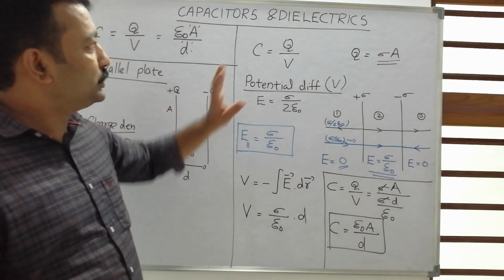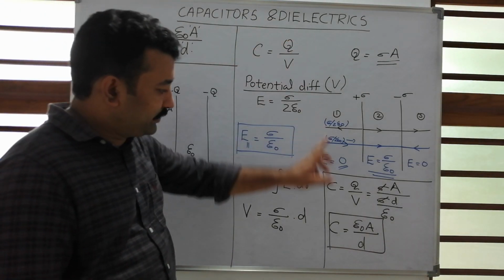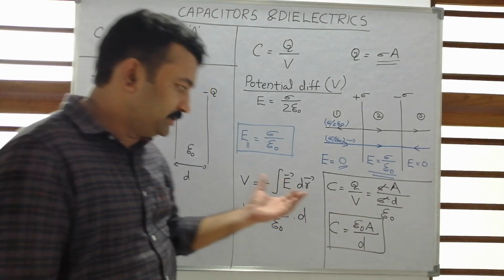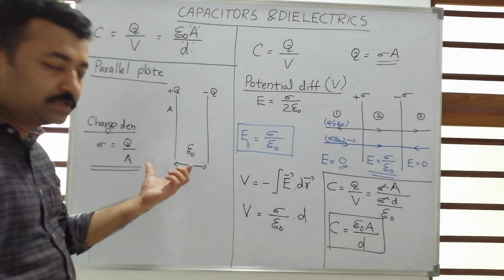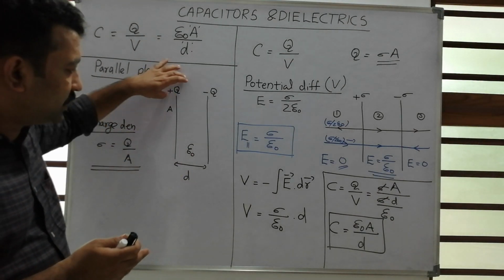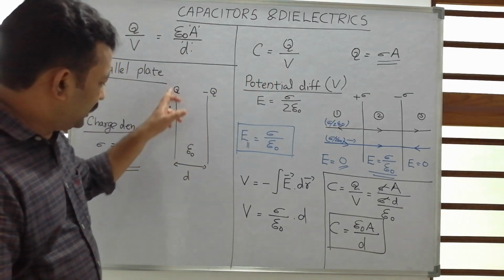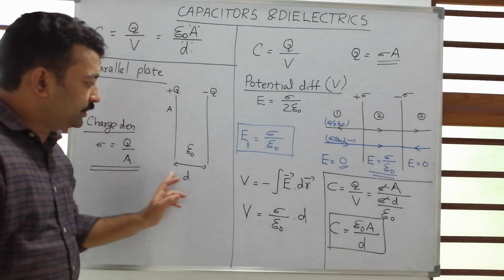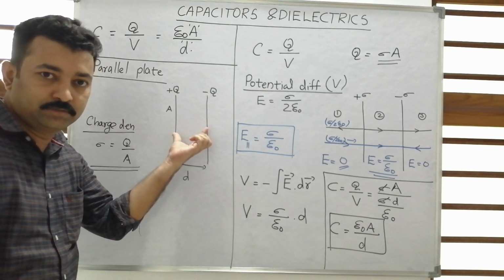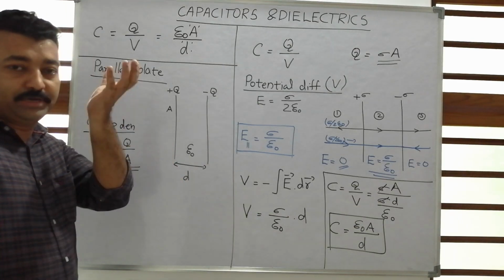You can see that even though the capacity is relating the charge to voltage ratio, ultimately we got the expression as C is equal to epsilon naught A divided by d. That means the capacity of the parallel plate capacitor depends only on the physical arrangement of the parallel plate capacitor. It is independent of the charges, it is independent of the voltage. It depends only on the area of the plate A, the distance between the plates, and the medium in between the plates.